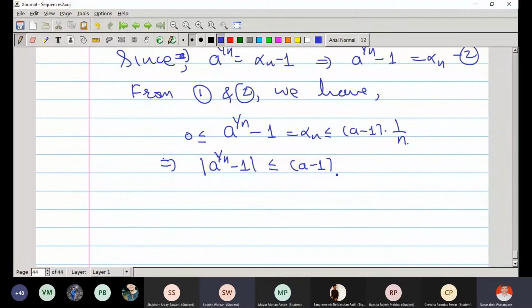No, minus 1. Here it should be alpha n, no, here minus, correct. Right? Is it correct now? Yes, sir. Okay, fine. Now compare with the previous theorem.